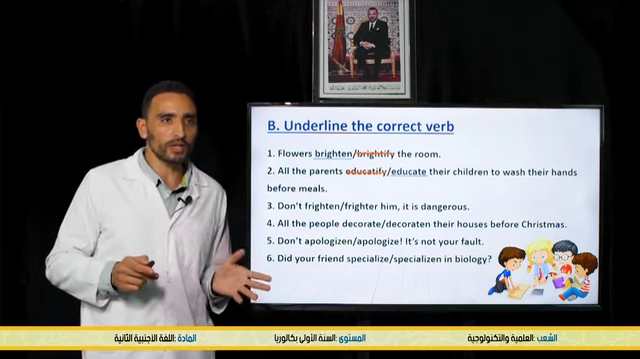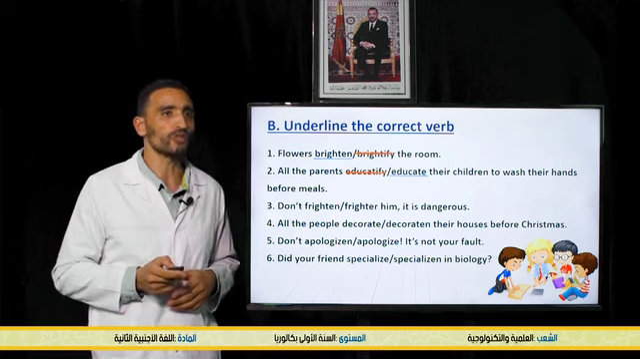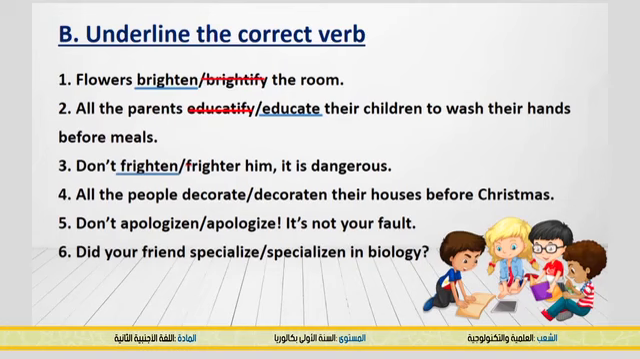Number 3, don't frighten or frightenify him. It is dangerous. Which one is correct? Of course, to frighten. The other is incorrect, and you can't find it in a dictionary. Number 4, all the people decorate or decorating their houses before Christmas. Which one is correct? Of course, to decorate. The suffix ATE. Number 5, don't apologize or apologizing. Which one is correct? To apologize, of course. Apologizing doesn't exist. So don't apologize. It's not your fault. It's not your mistake.